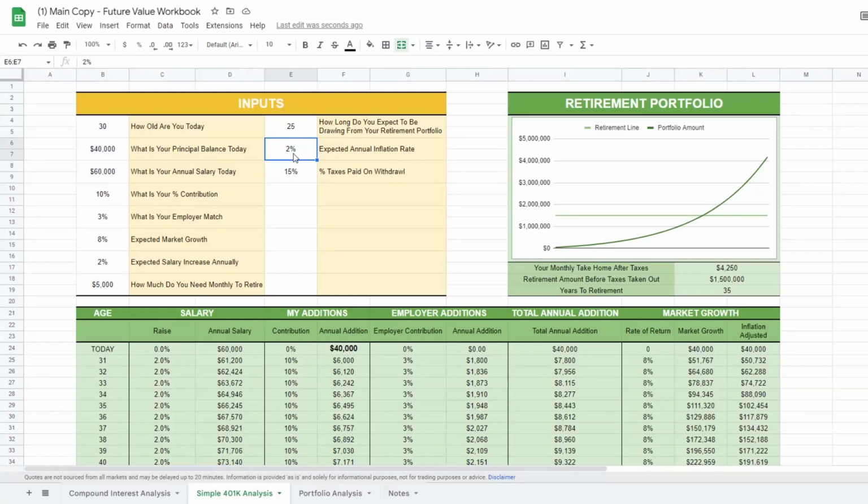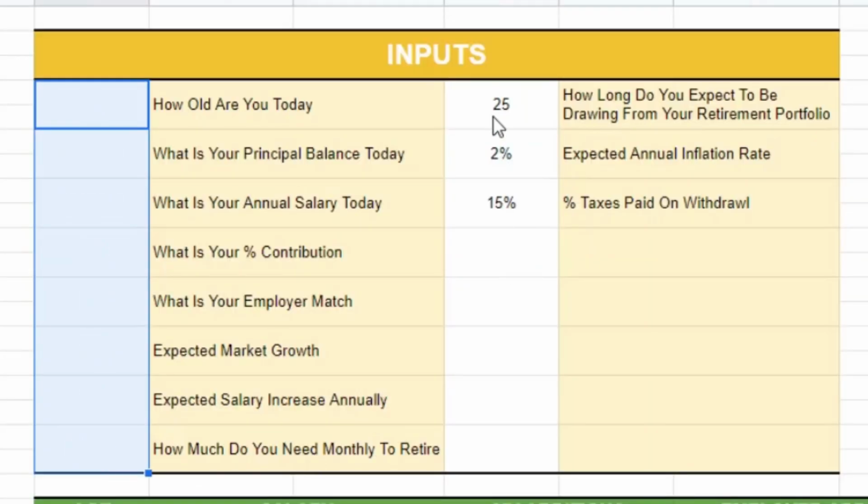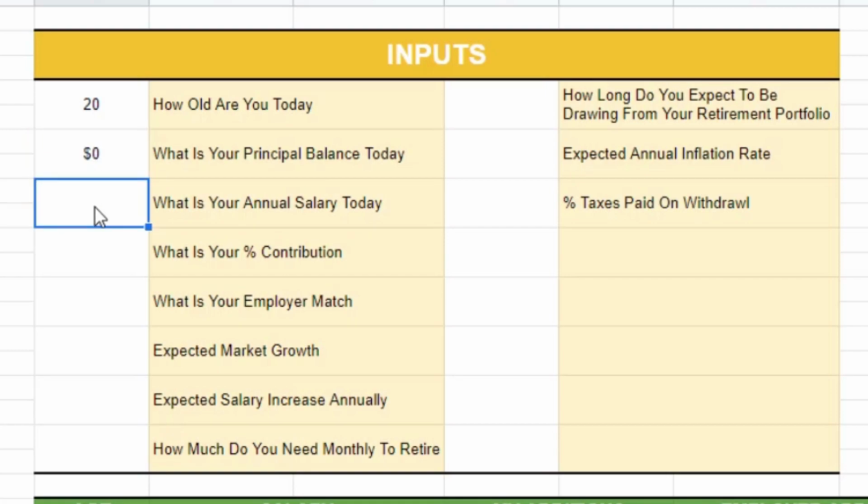So let's go ahead and start with the numbers here. Let's clear this out and start with a few numbers, and then we will play around with it. And if you stick to the end, I'll show you where you can get this calculator to play with it yourself. Let's say you are young, you're 20 years old, and you just started with a company and you're looking to start your 401k. So let's assume that your principal balance is going to be zero.